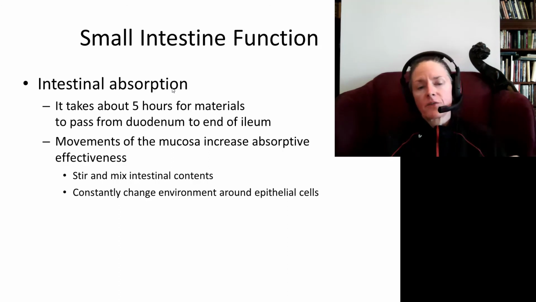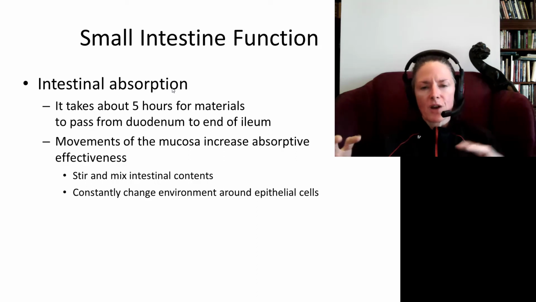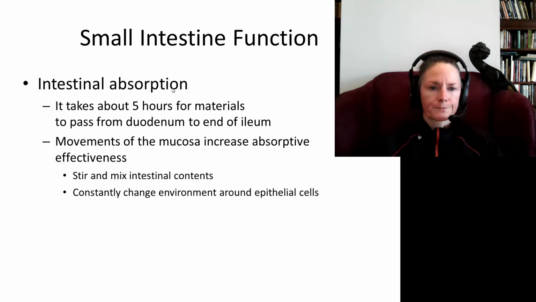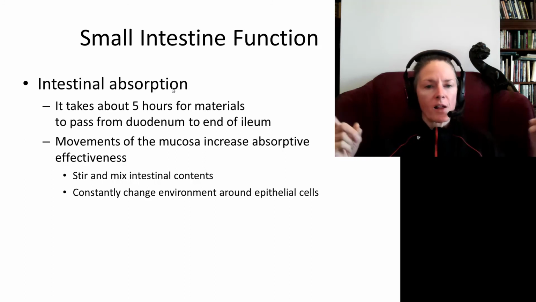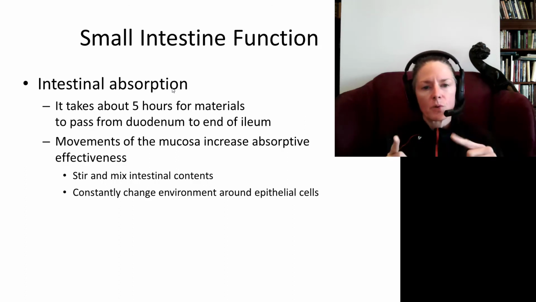So by the time stuff comes into the duodenum, it's going to take about 5 hours. So these contractions aren't that rapid. It's going to take about 5 hours to pass from the duodenum to the end of the ileum, and this gives those digestive enzymes plenty of time to work and plenty of time for those nutrients to be absorbed. So we're going to have a lot of stirring and mixing of intestinal contents, and sometimes remember that muscularis mucosa will cause really local movements of the plica circularis and the villi, which will allow for stirring and mixing of intestinal contents locally.